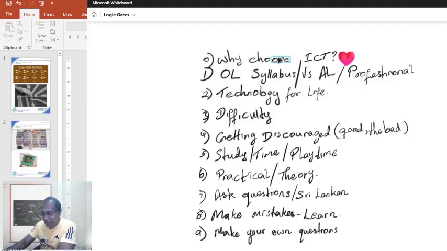So why would you choose ICT? The main reason you choose ICT is not because your parents pushed you into it. You choose ICT because you love the subject. You can start plugging in components. You can buy yourself a computer, or buy the parts of a computer, and then start plugging them together.